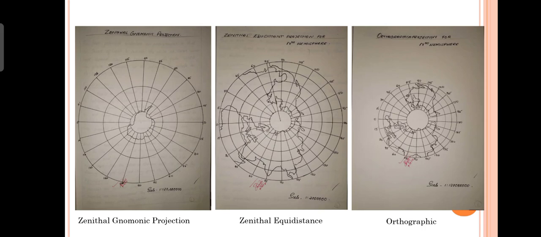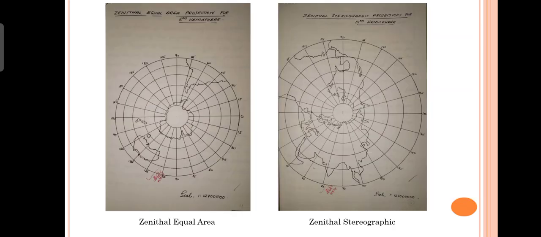These are the drawings of some commonly used projections. First one is zenithal gnomonic projection for a polar area, then zenithal equidistant for the northern hemisphere. Third one is orthographic projection for the northern hemisphere. Next, zenithal equal area for the southern hemisphere, then zenithal stereographic for the northern hemisphere.